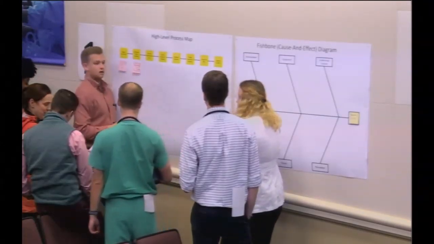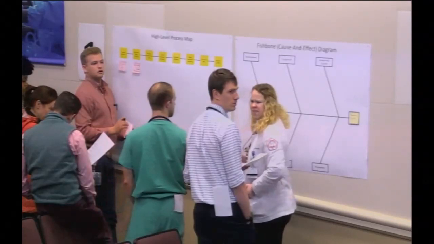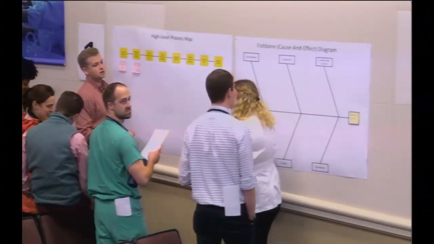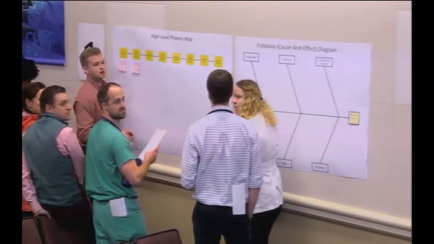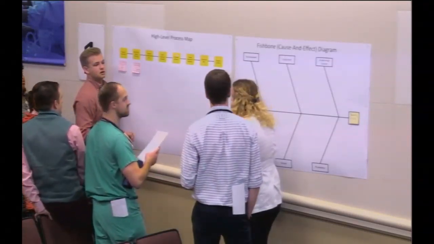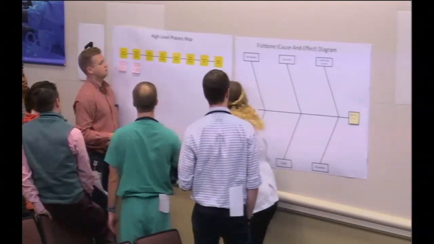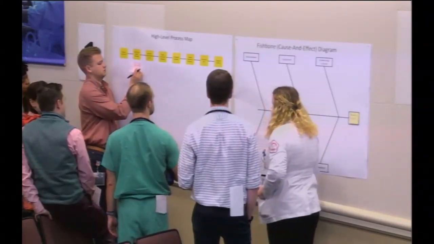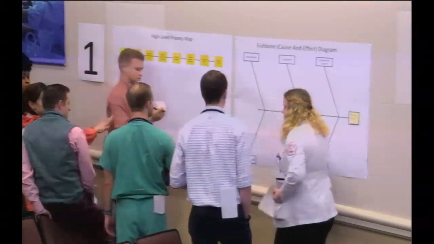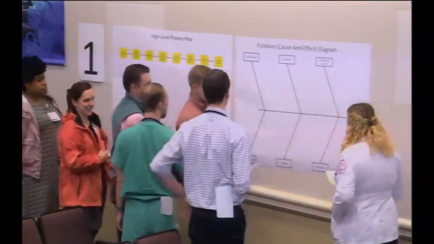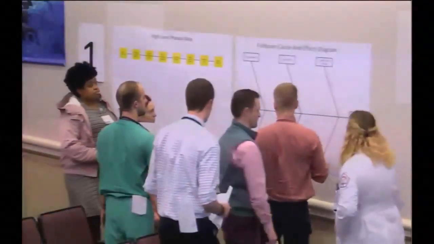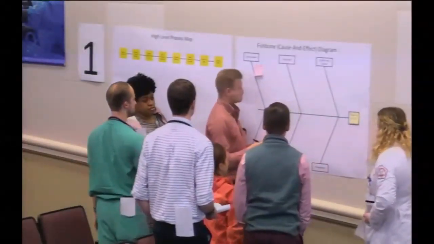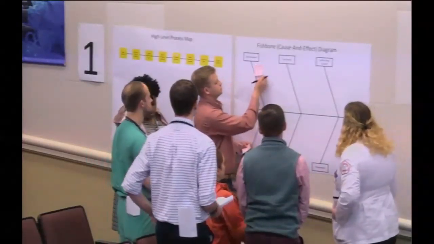Your goal right now is to align your causes underneath the process steps. But I think in the interest of time, let's go ahead and align those directly to the fishbone. Normally in this process, you would put these underneath the high-level process map, and then when that exercise is done, you would move those over to the corresponding category on the fishbone. But we'll just put them directly onto the fishbone. That'll give you a little bit more time as well to brainstorm.